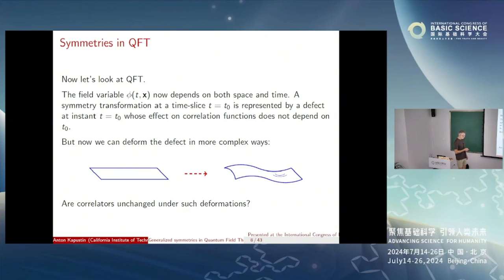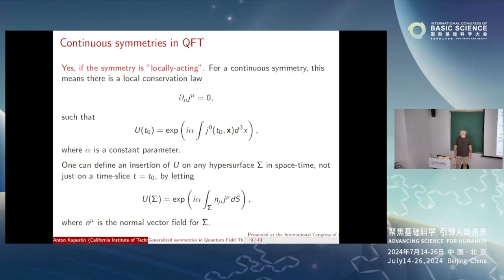However, in quantum field theory, we can deform the defects in a more complicated way, not just simply move them up and down in time, but do some more violent deformation. And we can ask, are correlators unchanged under such deformations? That in principle does not follow from the fact that this defect is a symmetry. So to make life simpler, let's look at continuous symmetries, which are more familiar.